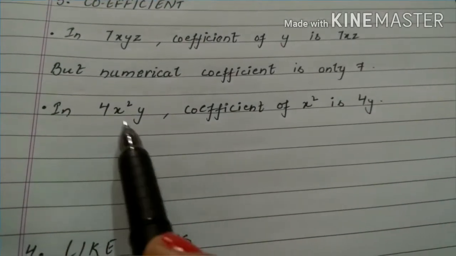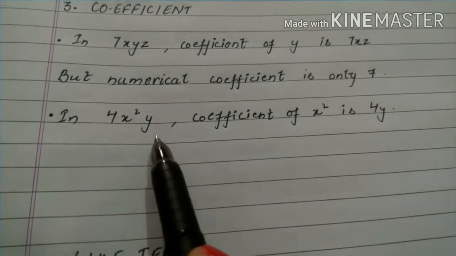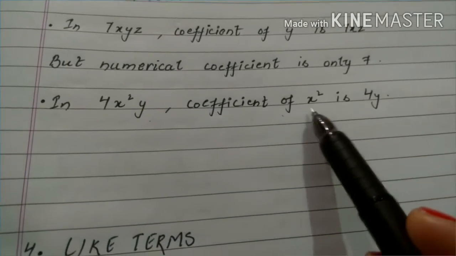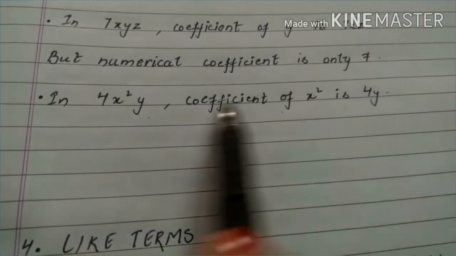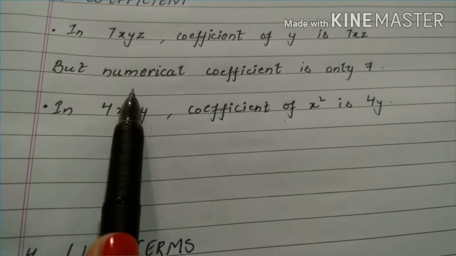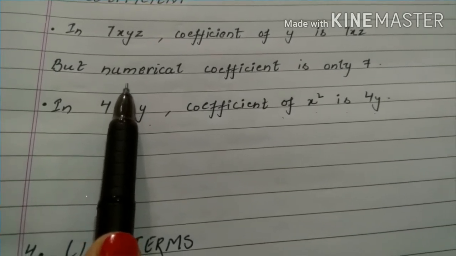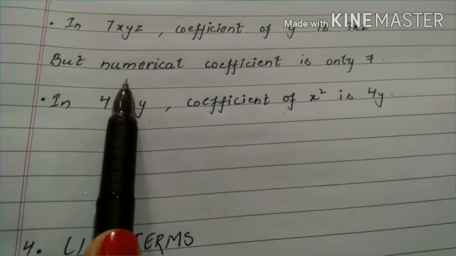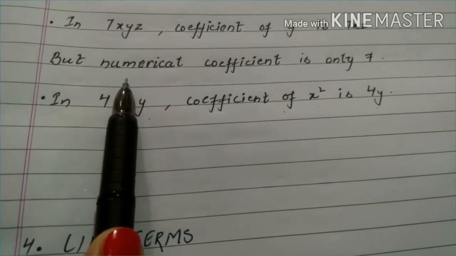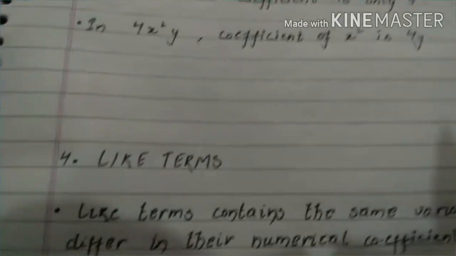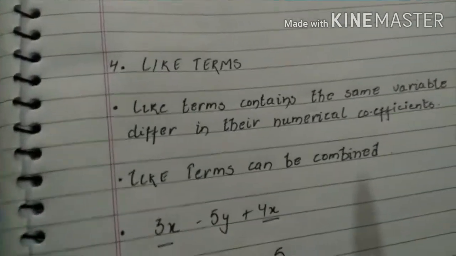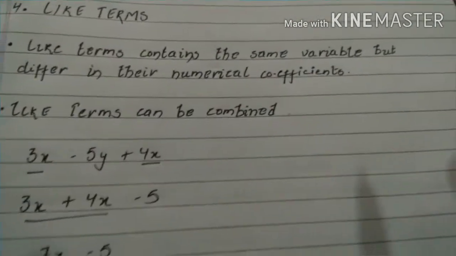Take one more example. In this term 4x square y, the coefficient of x square is 4y. As I said, if you have to find out a particular coefficient, you just hide that variable only. You hide that variable, and the rest is your answer. That is 4y.